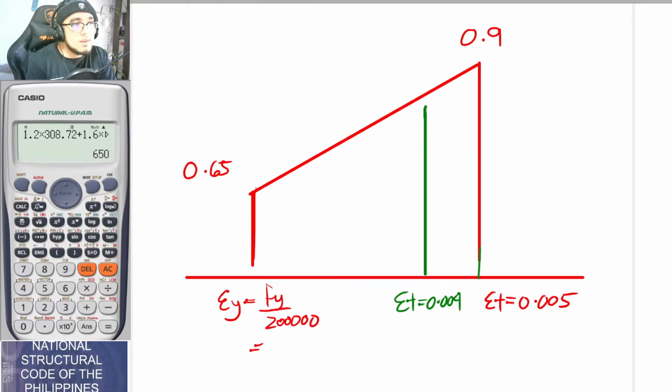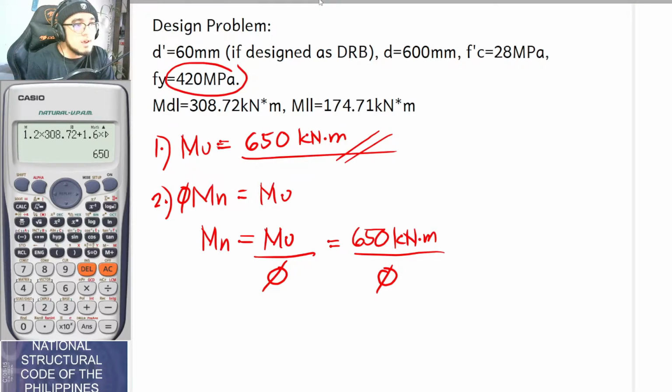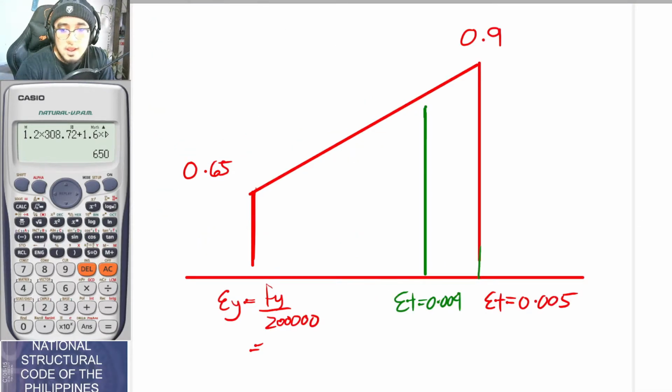Our Fy in the problem is 420. So with that, guys, looking at the calculator once again, 420 divided by 200,000 is now equal to 0.0021. In some cases, guys, they omit the last digit, which is 0.002, but I think it's better if you use 0.0021. Anyway, getting the value here is as easy as ratio and proportion.